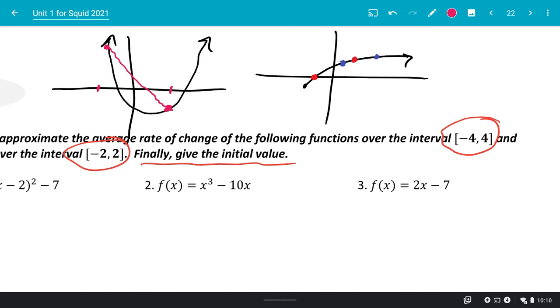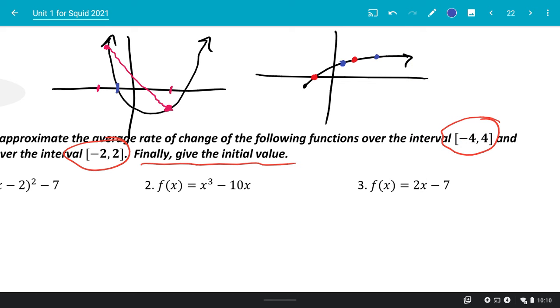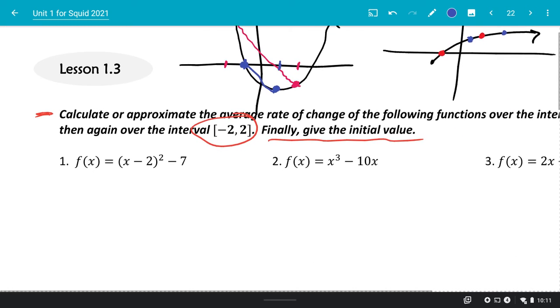And then what if I wanted to find it also from -2 to 2? Well, here's -2, and there's 2. I would find that rate of change as well. Are you with me? Now, there's only 2 ways to find rate of change. One is to count the graph, and the other is to use the slope formula. And that's what I have to do on these problems.